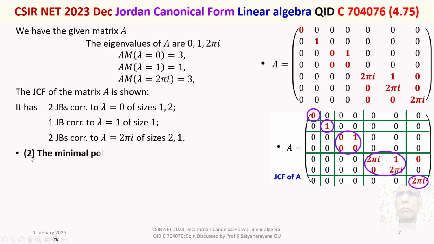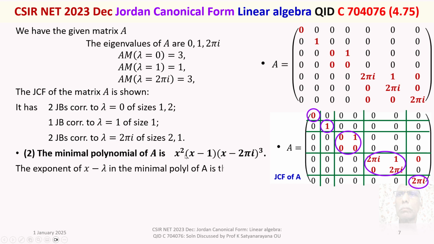Now we take up option 2. The minimal polynomial of the matrix A is x square into x minus 1 into x minus 2 pi I whole cube. Now the exponent of x minus lambda corresponding to the eigenvalue lambda in the minimal polynomial of A is the order of the largest Jordan block corresponding to lambda.